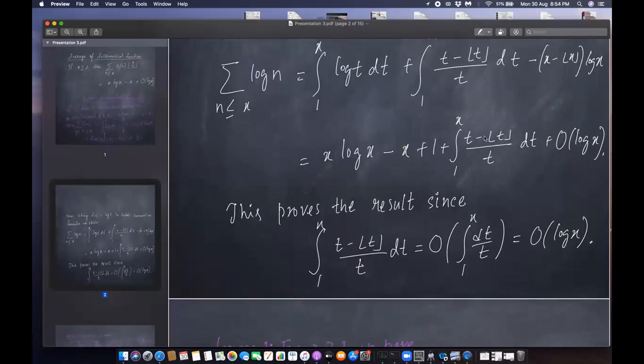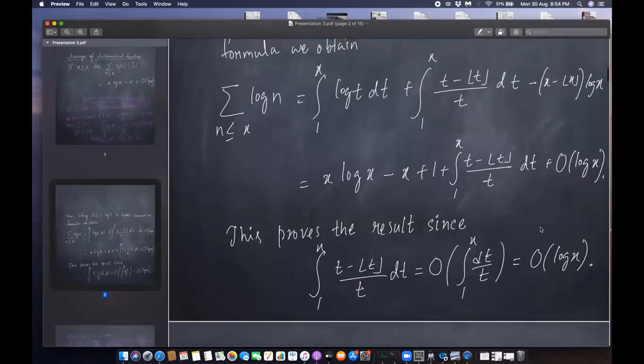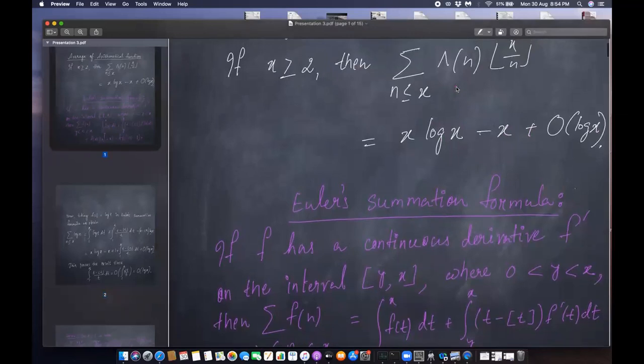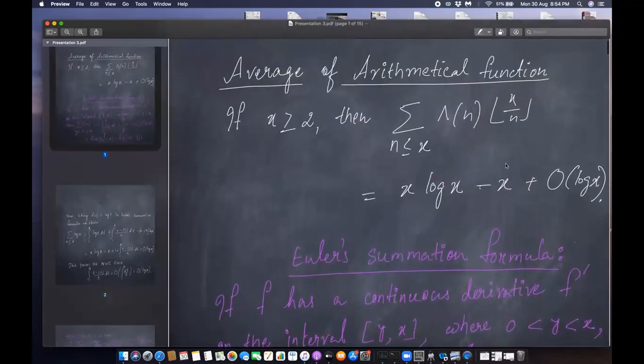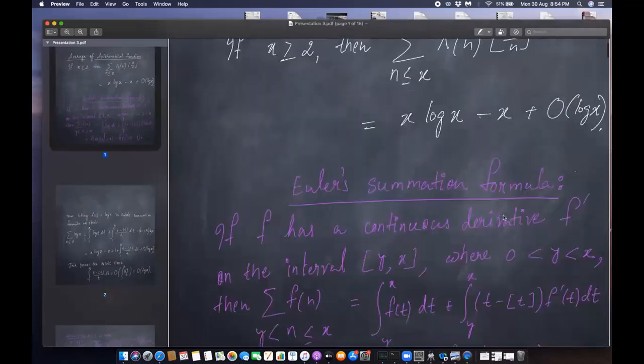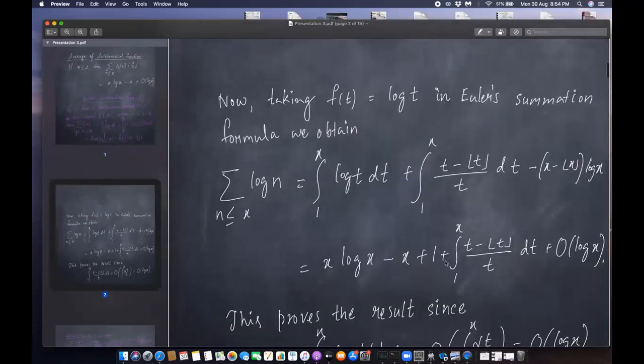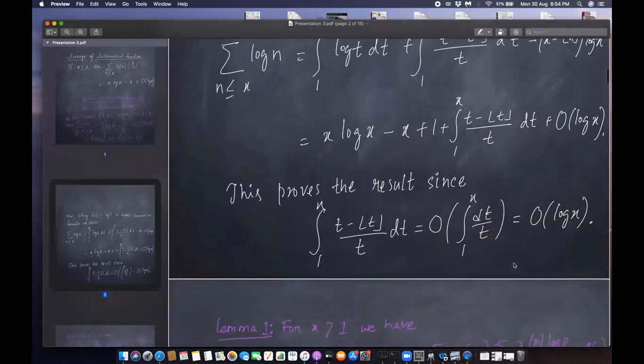If this is big O of 1 over t, then it is clear that this integral would be big O of this integral. And this integral is nothing but big O of log of x. So if we put all the things here, we obtain this identity like this, and we absorb 1 here. So we are done.